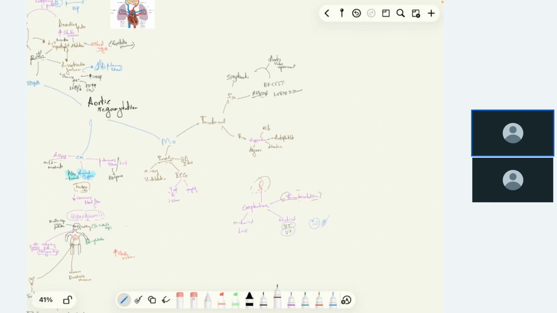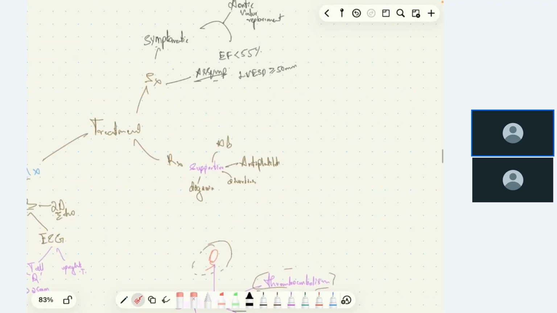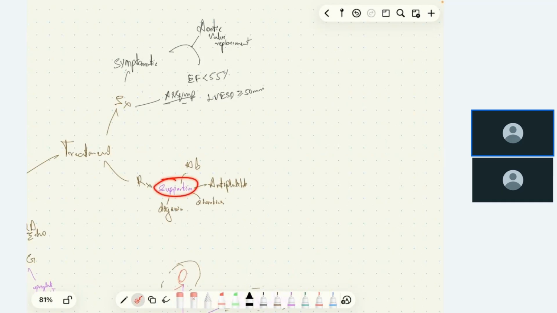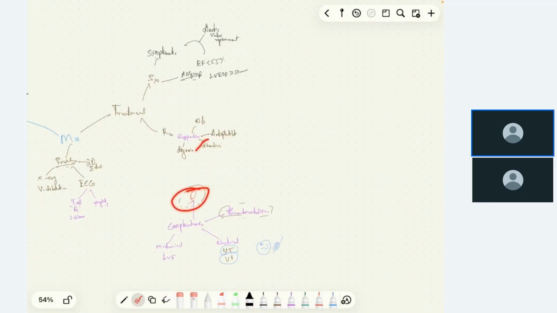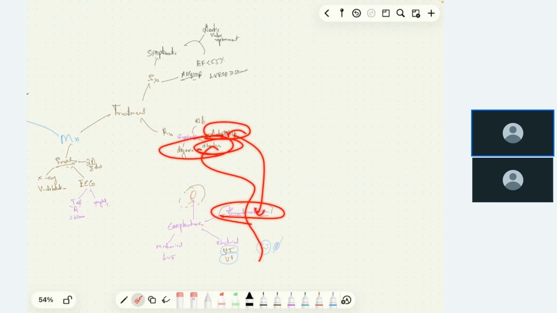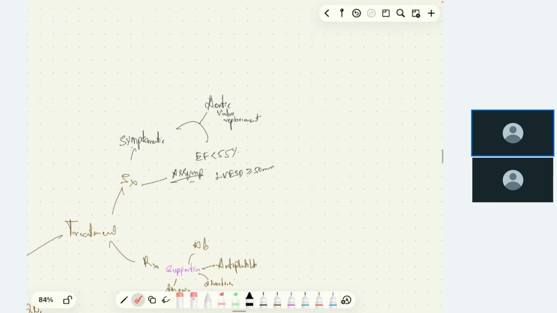How do we treat this patient? We have supportive treatment and surgical treatment. In supportive treatment, we can give digoxin, diuretics, antiplatelet drugs, and antibiotics. Antibiotics to prevent infections, antiplatelets to prevent the complications of thromboembolism, and diuretics and digoxin in case of left ventricular failure. That is supportive treatment. What is the surgical management?